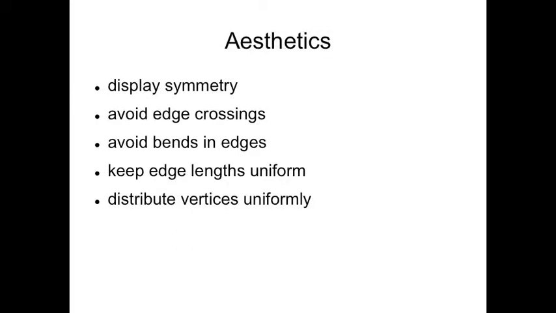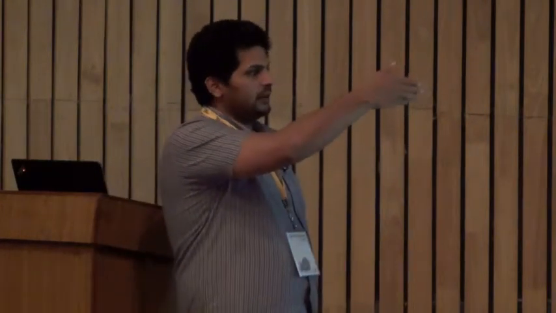A very important part of this, and the whole point of doing a graph drawing, is aesthetics. You want to show something pretty. You don't want to show a blob and say that this is your data. You want to show something nice, which makes sense. So you have to look at symmetry. How does it look from all the directions? You are supposed to look at, again, let me harp on this, avoid edge crossings. Try to reduce edges crossing over each other as much as possible.